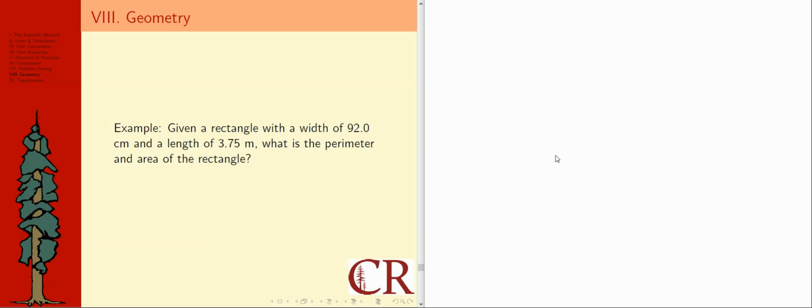Given a rectangle with a width of 92 centimeters and a length of 3.75 meters, what is the perimeter and area of the rectangle? Now, we were just doing problem solving recently, and it said tell the story. Then it was like gather problem solving tools and a picture and stuff, right? I think the story here is pretty straightforward. We've got a rectangle. Everyone knows what a rectangle is, right?